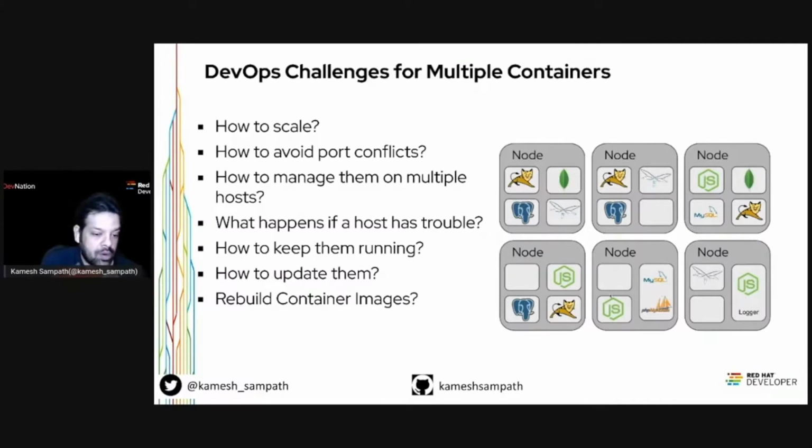So what I was also trying to say is: what happens if a host is in trouble? We saw host trouble, disk pressure, CPU pressure, memory pressure, and that should also be taken care of. And the third important thing is how to keep them running. This is another crucial thing when you get things to production, right?